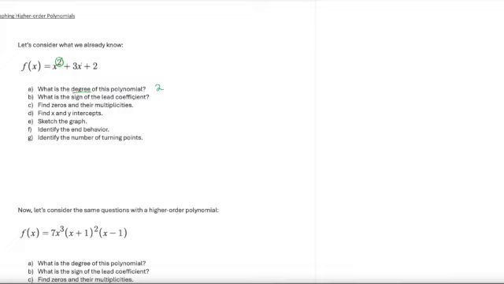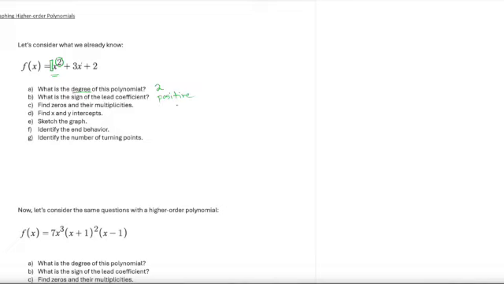So what is the sign of the lead coefficient? The lead coefficient is the number that appears in front of that lead term that I pulled the degree from. Since nothing is written there, it's always understood to be a 1, right? So in this case, there's a positive 1. So what is the sign of the lead coefficient? It's positive. And specifically, it's a positive 1.